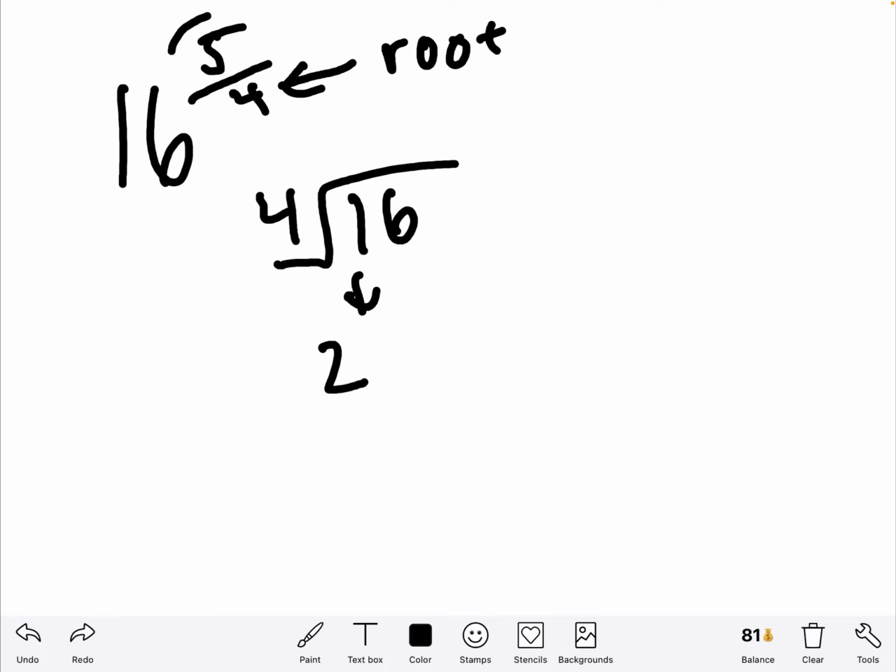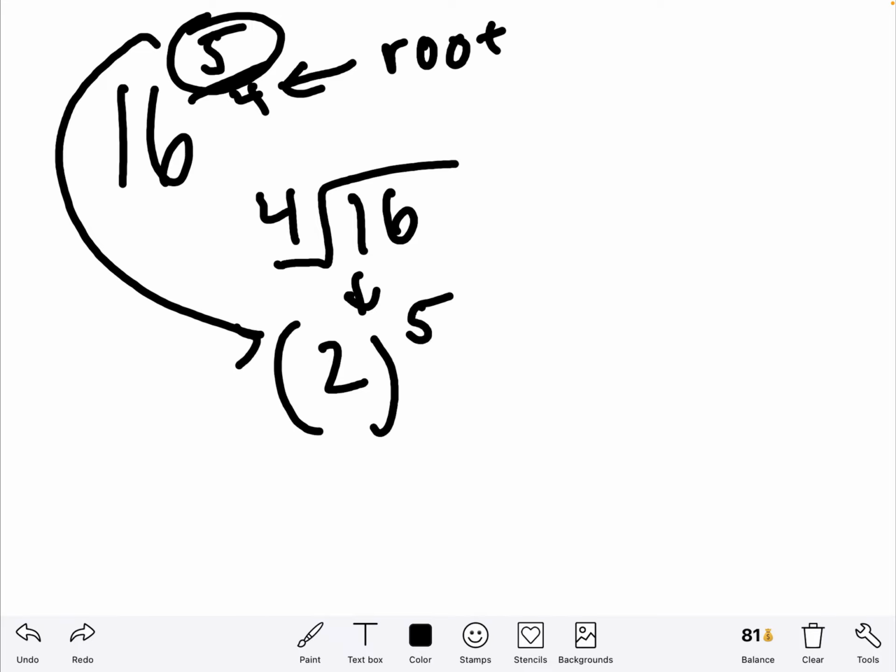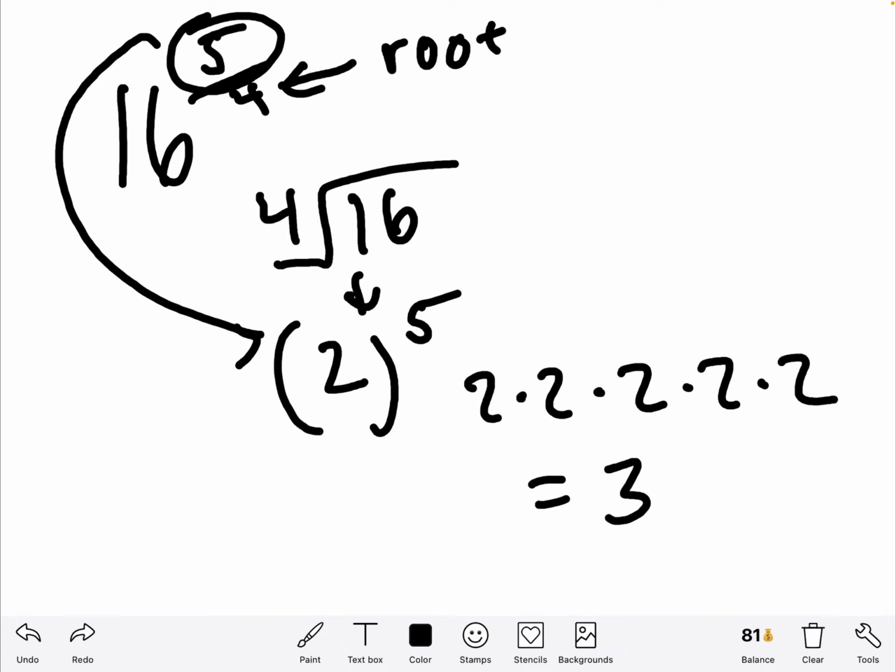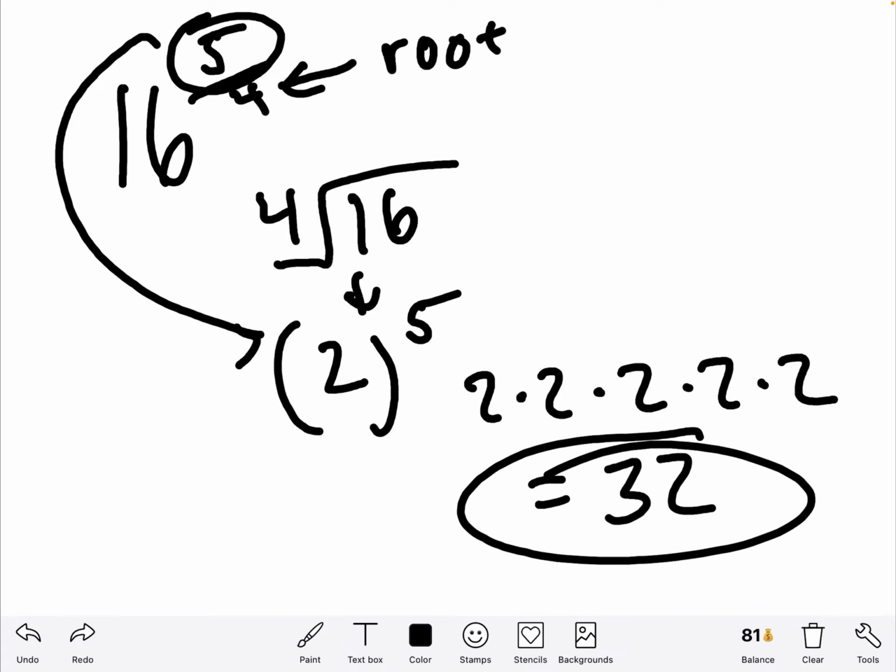So we have 2. Then I'm going to take the numerator and apply it. So we have 2 to the 5th, which is 2 times 2 times 2 times 2 times 2, which is 32. That's how you do that.